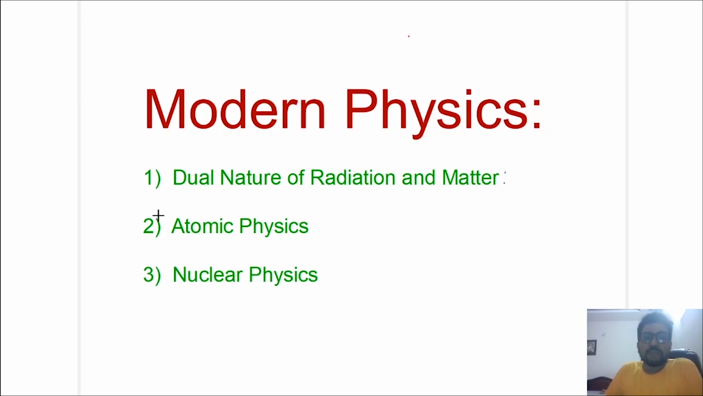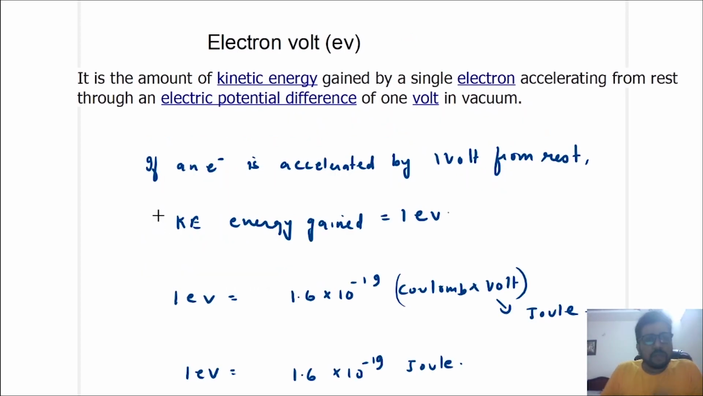Okay, so today we'll first start with dual nature of radiation and matter, and here first we will start with the photoelectric effect. Photoelectric effect is a phenomenon which is explained by the particle nature of light. This particle nature of light was first explained by Planck. Before we start this, we will first see an important definition, and that is what is 1 electron volt, because in this chapter predominantly we will be using the unit of energy as electron volt instead of joule.